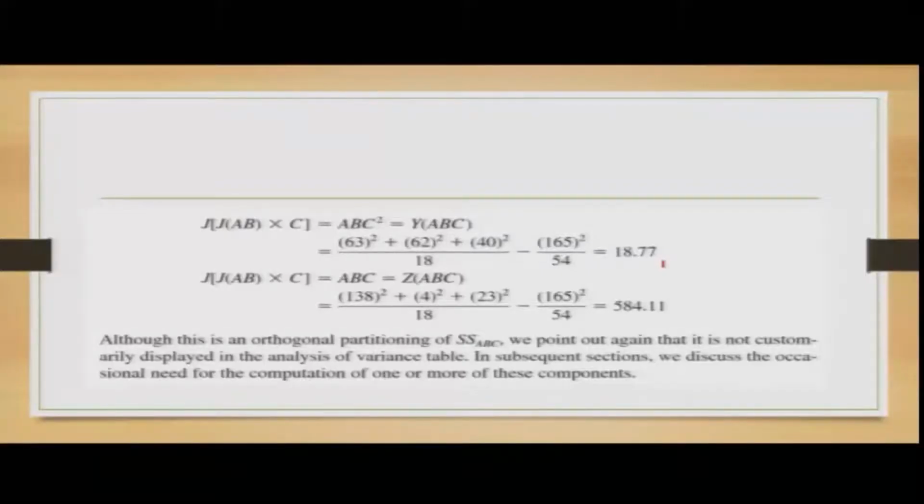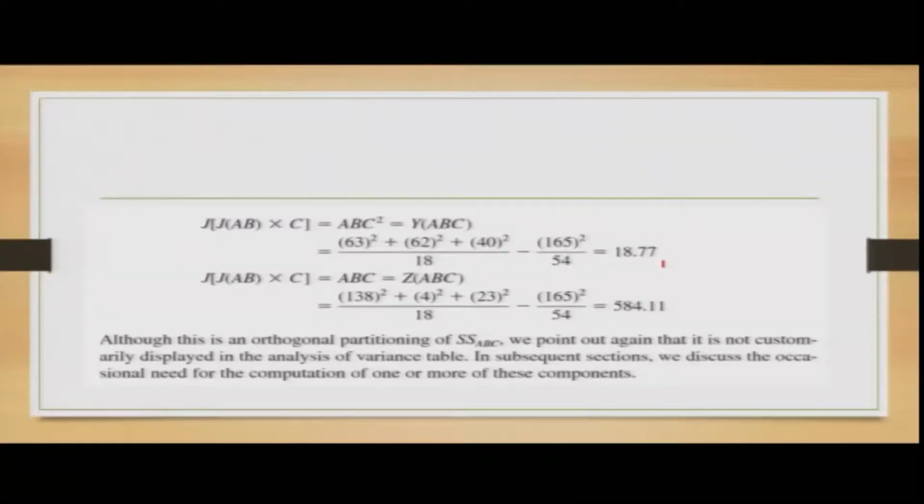So, although this is an orthogonal partitioning of the sum of the squares of the ABC combinations, we point out again that it is not customarily displayed in the analysis of variance table. So, you have basically ANOVA and MANOVA. In subsequent sections, we discuss the occasional need for the completion of one or more of the components, and try to find out how this effect can be maximized. Effect means the overall effect you want to find out, trying to predict the overall effect from the factors, in order to predict the decision, or the so called y value, which is the dependent variable which we have.